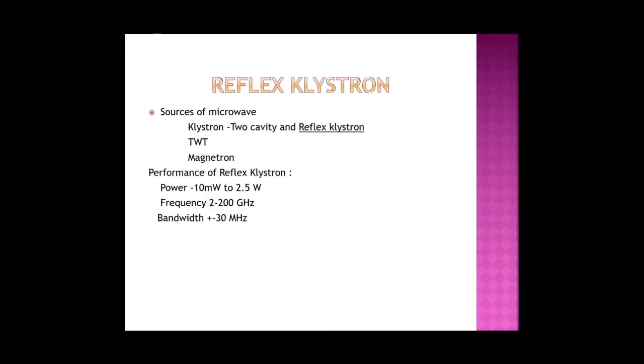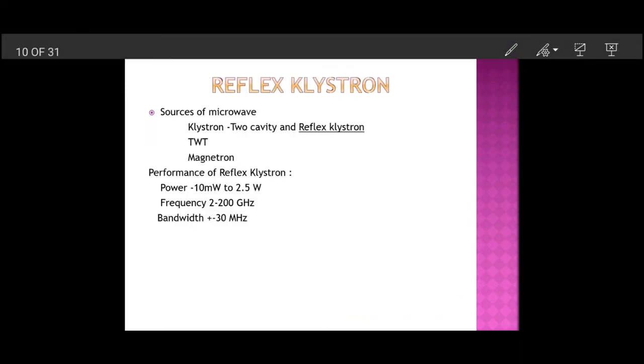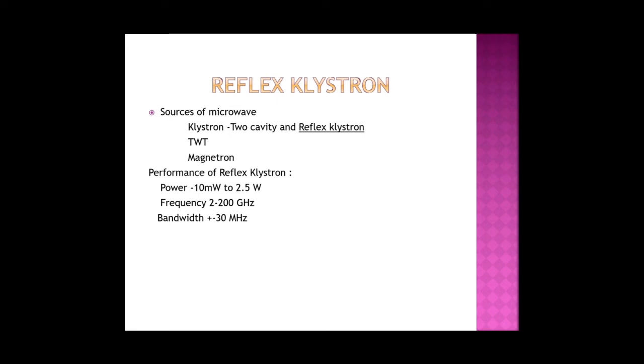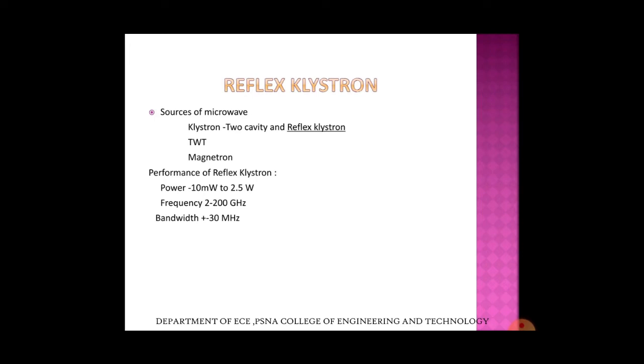A number of sources are available for the generation of microwave signal. They are klystron, which includes two cavity and reflex klystron, then traveling wave tube, that is TWT, magnetron and gunn diode. But in the laboratory sessions, usually reflex klystron is preferred because it can generate power of 10 milliwatts to 2.5 watts with a frequency of 2 to 200 gigahertz and a bandwidth of plus or minus 30 megahertz.